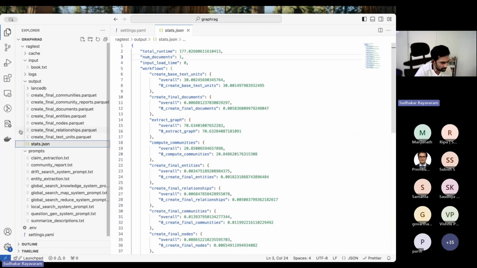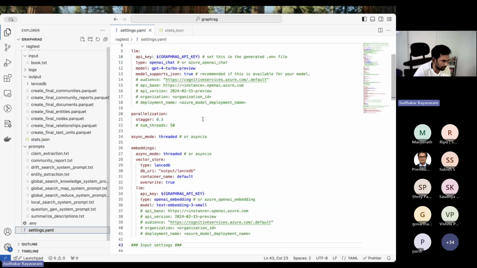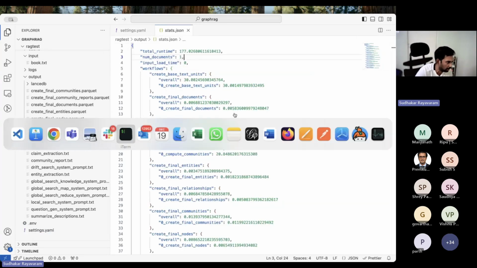Once you have this, you also need to give an API key so that it can connect to some LLM. I'm using the OpenAI LLM here. That is there in settings, where you can specify what to use. After that, you can start asking questions to it.